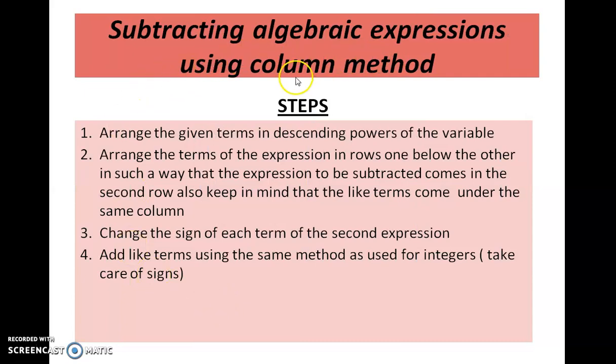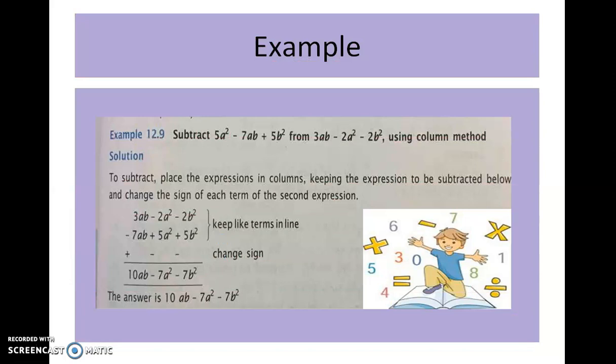Subtracting algebraic expressions using the column method. Again, over here we will arrange the terms one below the other in such a way that the like terms fall under the same column. Now over here we will be having one extra step, that is, change the sign of each term of the second expression. These signs are changed because of that minus, because we have to subtract the expressions. You will understand this with the help of an example.